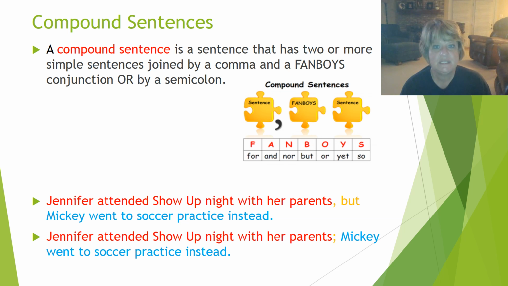Look at our example sentences. Jennifer attended show-up night with her parents, but Mickey went to soccer practice instead. Notice the comma and the conjunction but. That is what is joining the two sentences. The first complete sentence is Jennifer attended show-up night with her parents. The second complete sentence is Mickey went to soccer practice instead. Remember, the other way you can join the two sentences is with a semicolon. That's the second example.